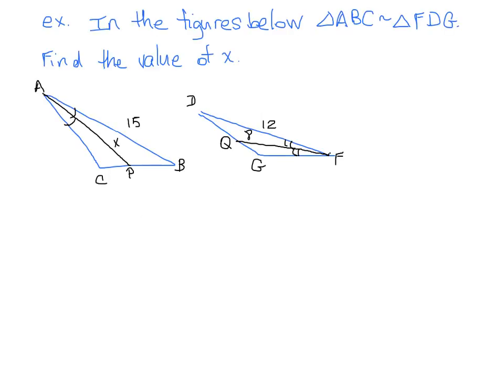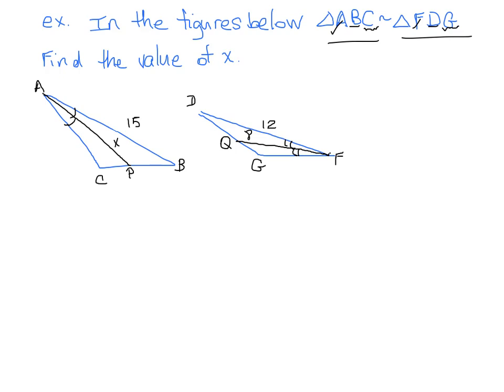Okay, so in this example, we're being asked to find the value of x. But before we do, I do want to caution you to pay attention to the similarity statement, because that's what's going to tell you which angles and which sides are corresponding to each other. So in this example, A corresponds with F. Those are the first letter of each of these triangles. B corresponds with D, and C corresponds with G.